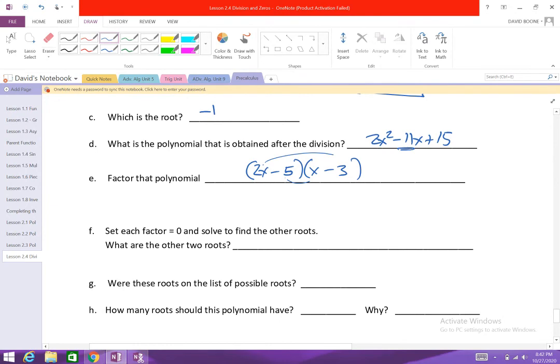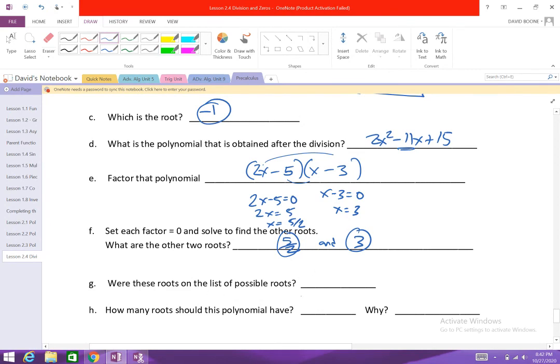Set each of these factors equal to 0. So I will take this 2x minus 5, set that equal to 0. And take this x minus 3 and set that equal to 0. So I get 2x equals 5, or x equals 5 halves. Here, x equals 3. So the other 2 roots are 5 halves and 3. Those are the other 2 roots besides our negative 1. Those are our 3 roots for this problem.